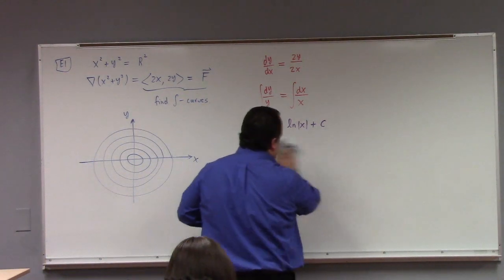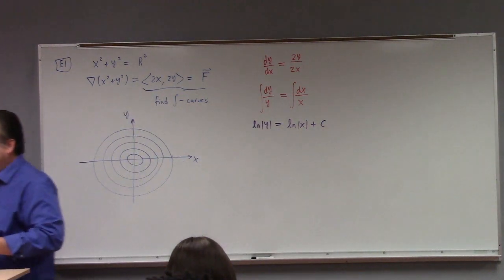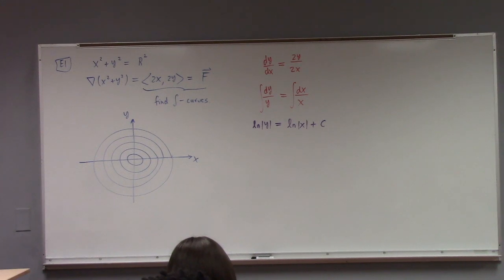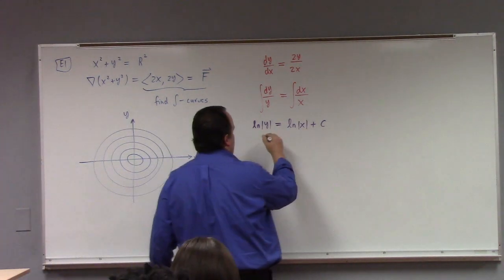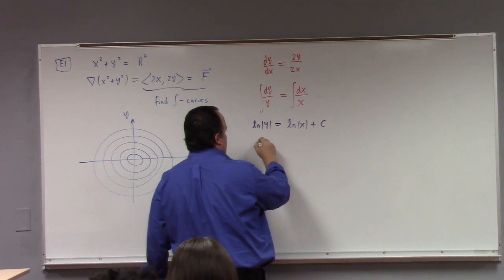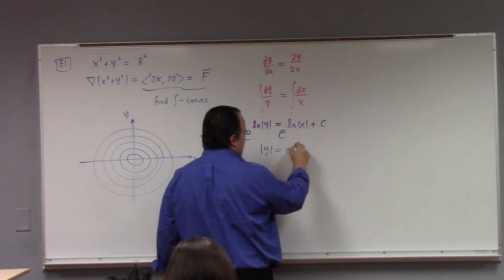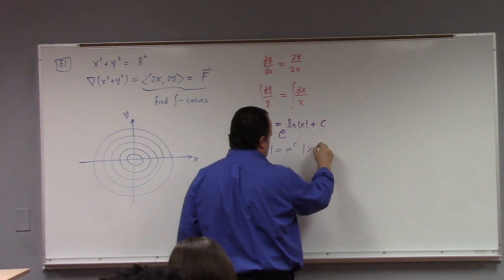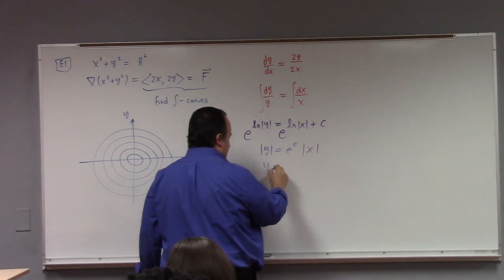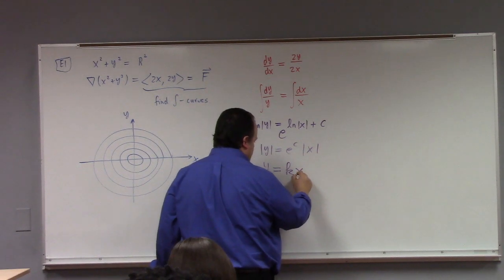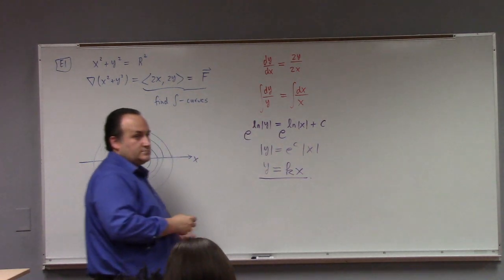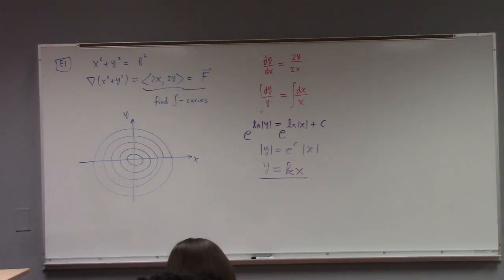So if I exponentiate both sides, what do I get? Let us not skip the step. So we've got, you know, e to this is e to that, which gives me absolute value of y is equal to e to the c times the absolute value of x, right? Which just gives me y is equal to k times x. So those curves are the integral curves to the vector field 2x, 2y, right?